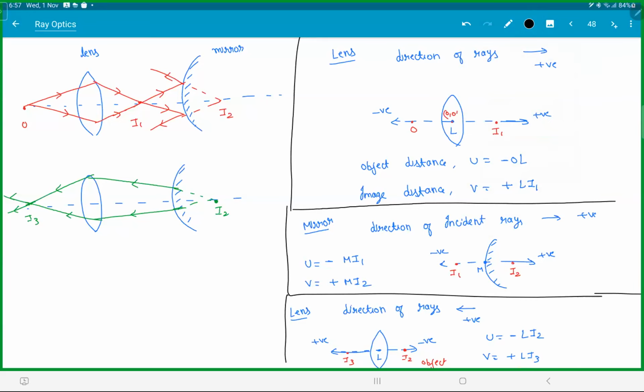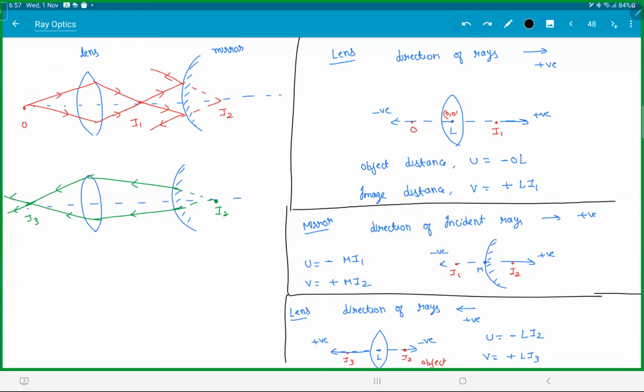So again, when you start from here, this is the object, this is the image, right is positive. So distance should always be measured from the center of the lens or the pole of the mirror. So for the lens, left is negative, object is on the left side, so minus, image is on the right side, so plus LI1. So object is minus and image is plus LI1. The light rays are still going to the mirror. Now see, when you talk about the mirror, don't talk about lens. When you talk about lens, don't talk about mirror.